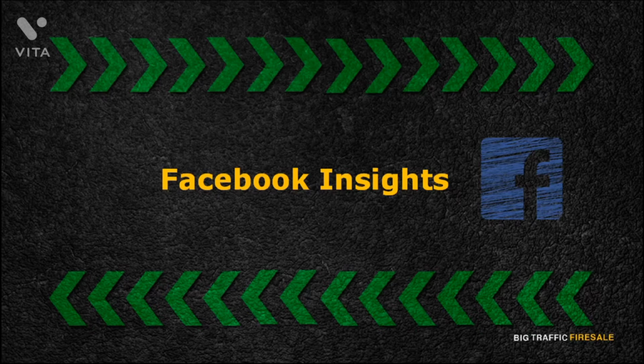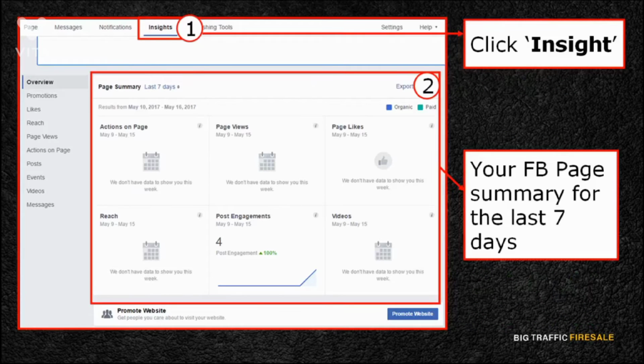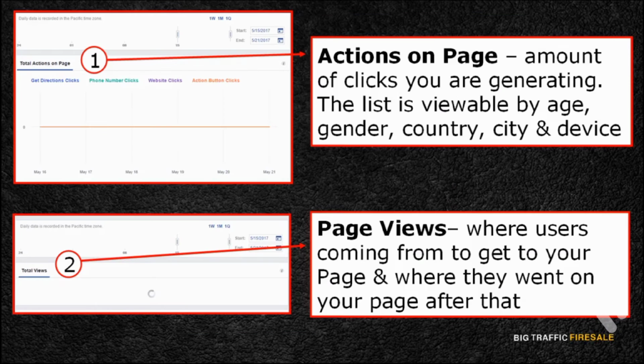So what's next? Facebook Insights. Click on Insight at the top of your page screen. Insight assists you to understand your audience. You'll see a page summary for the last 7 days of your activity. You will be shown your actions on page, number of page views, number of page likes, amount of reach, post engagement, and videos. Actions on page shows the amount of clicks you're generating.